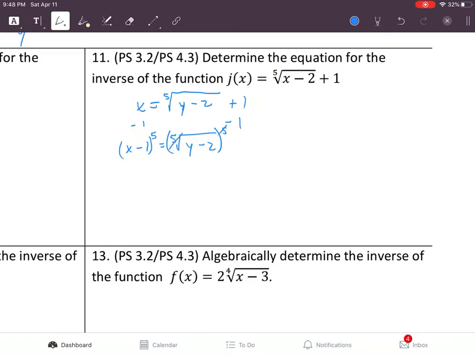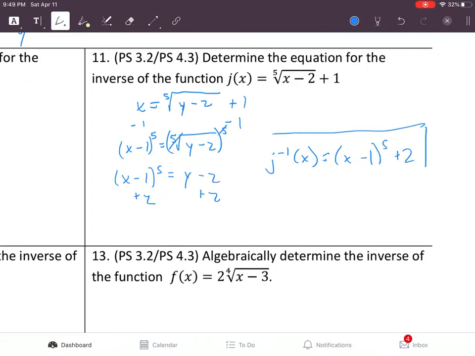The root and the power cancel out. On the left side, we can leave the x minus 1 to the fifth power just the way it is. And now we'll have y minus 2 left over. And then the last step is to add 2 to get y by itself, adding it to the back end of our equation. So the inverse of j of x is equal to x minus 1 to the fifth power, and then plus 2 at the end.